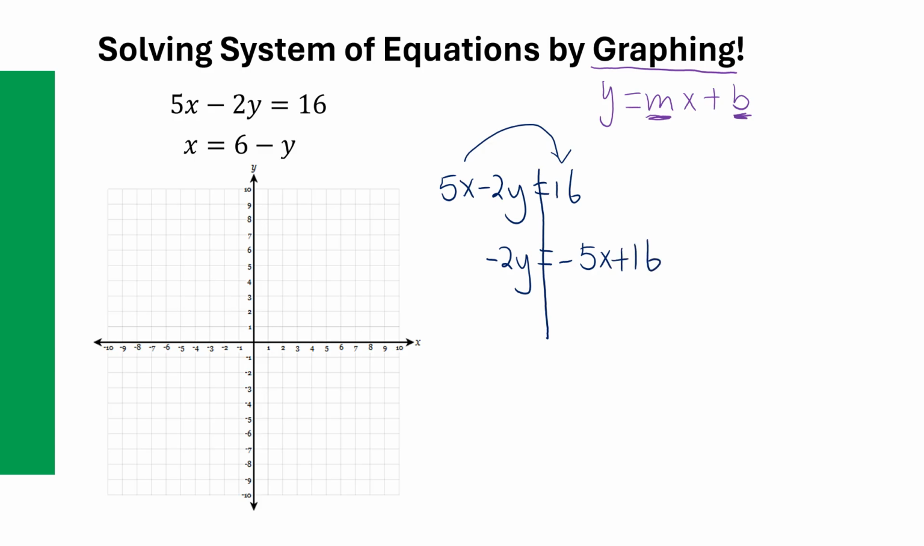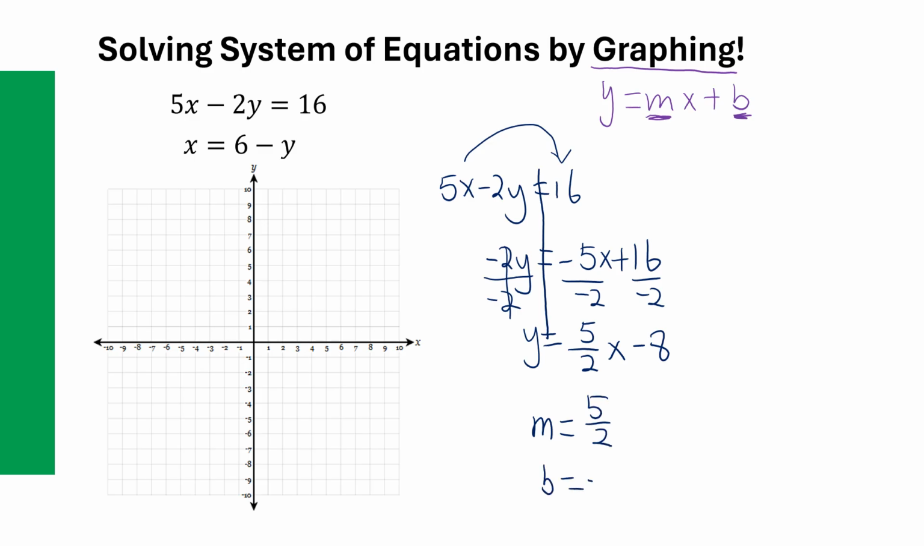And the last step, to isolate the y, I would divide both sides by negative 2. So now it's just going to be y equals negative 5 over negative 2, that leaves us positive 5 over 2 x. And then 16 over negative 2 will give us negative 8. So from this equation, we know that our slope is 5 over 2, the number in front of x, and the y-intercept is negative 8.